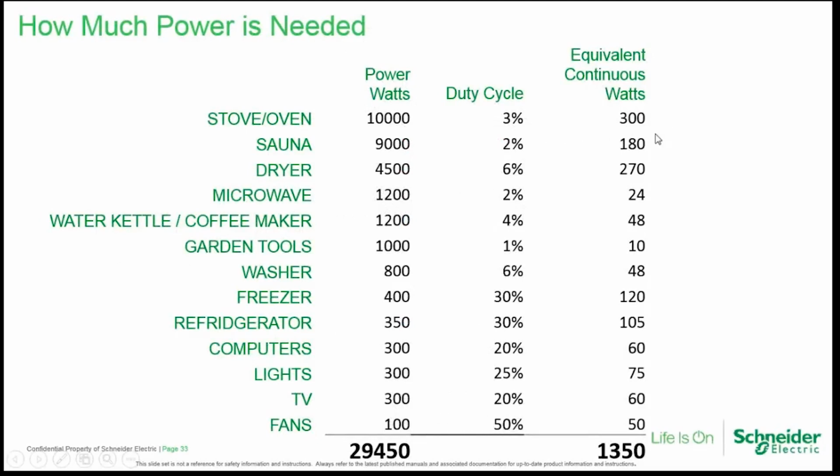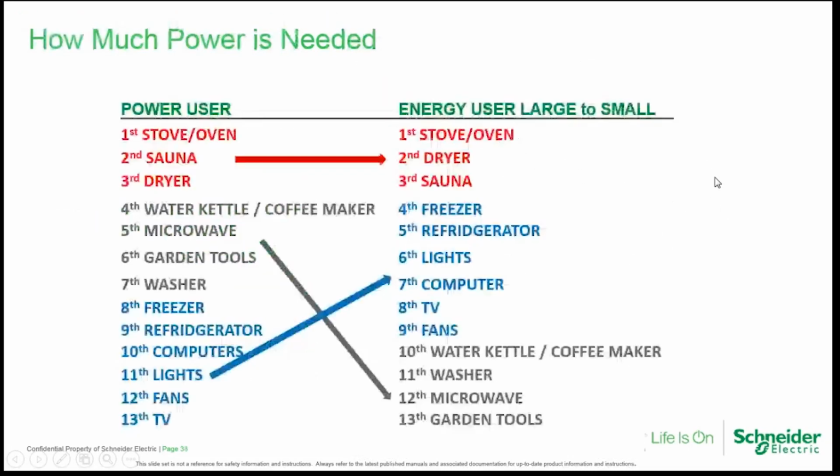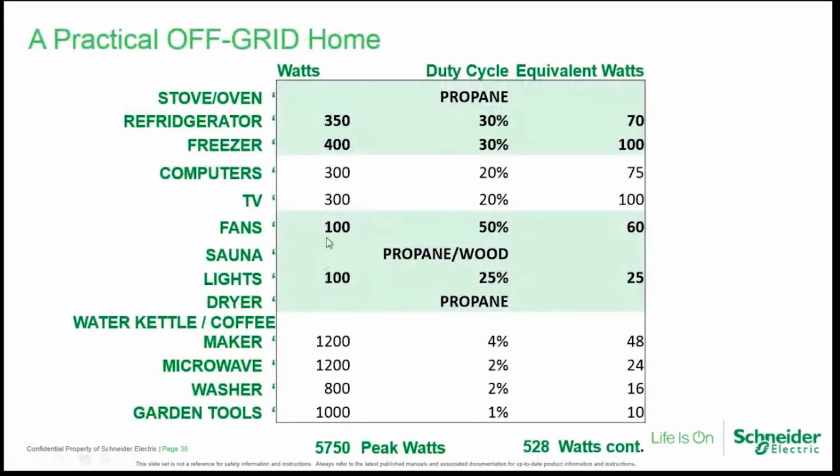We have this number here that we're going to call the equivalent continuous watts, by multiplying the actual power by the duty cycle. So if we look at these appliances, looking at the equivalent watts, something like lights here, which were 11th in terms of how much power they draw, they're now only 7th in terms of how much actual energy they use. So you have to think about how often you use it as well as how much it uses. So if you're designing an off-grid house, you'd probably look at things like getting rid of your stove and oven and running it on propane, and your sauna would probably be propane or wood, or your dryer hopefully would be propane to get rid of that.